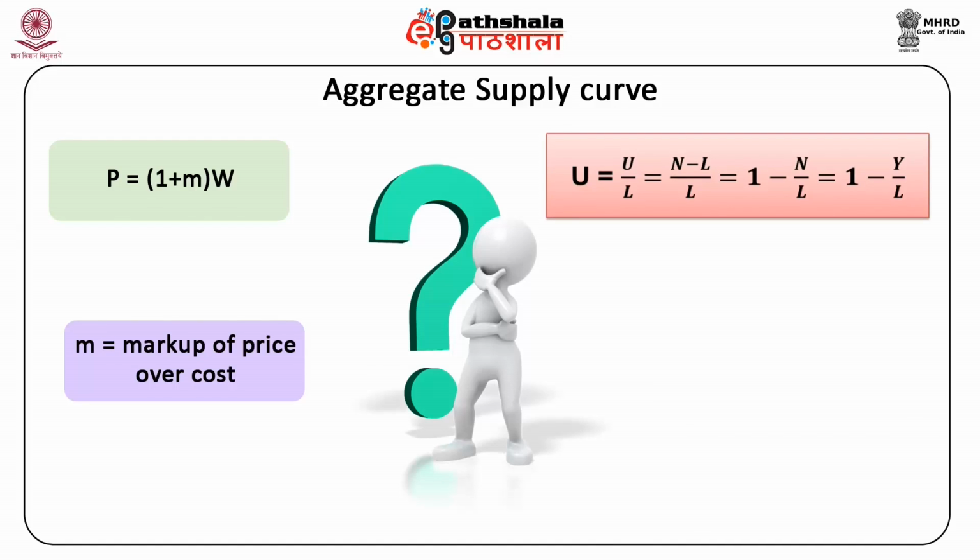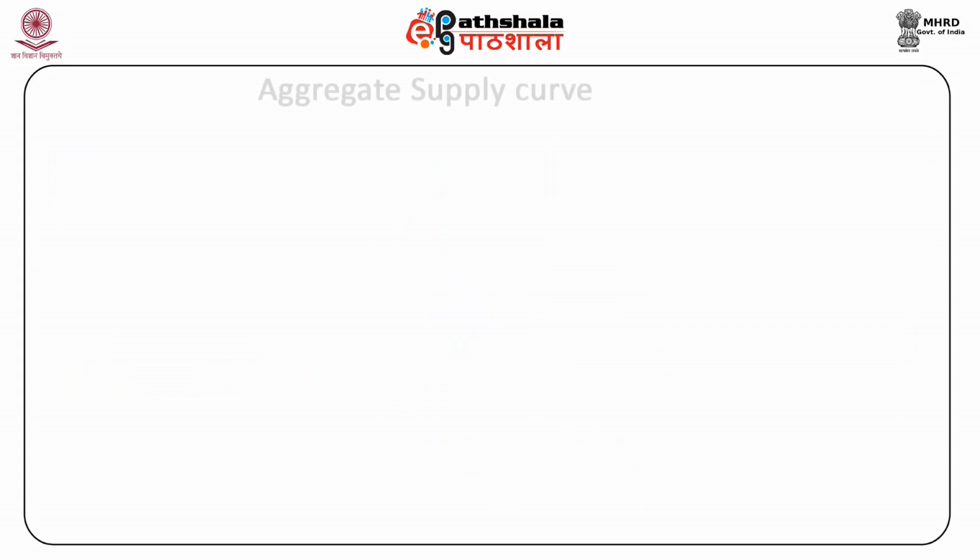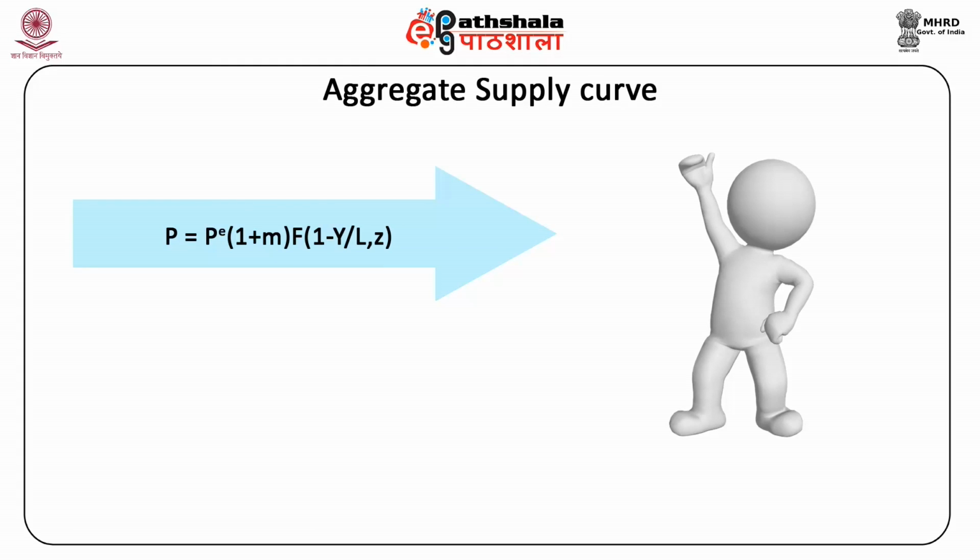The unemployment rate U equals U by L, which equals N minus L by L, which equals 1 minus N by L, which equals 1 minus Y by L, where U represents unemployment, L represents the labor force, and N represents employment. Using previous equations, we get P equals P^E times 1 plus M times F of 1 minus Y by L, comma Z.